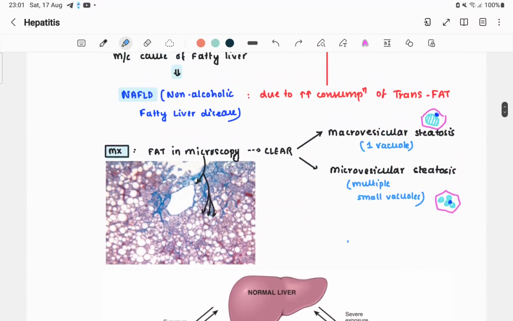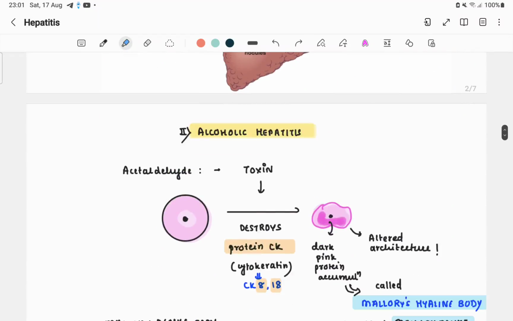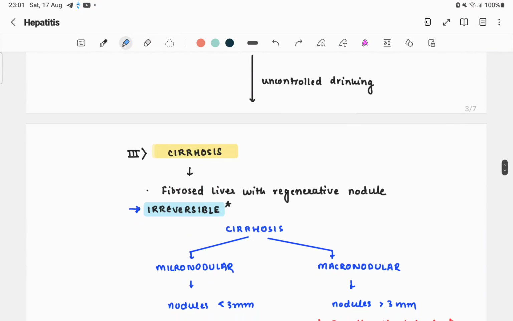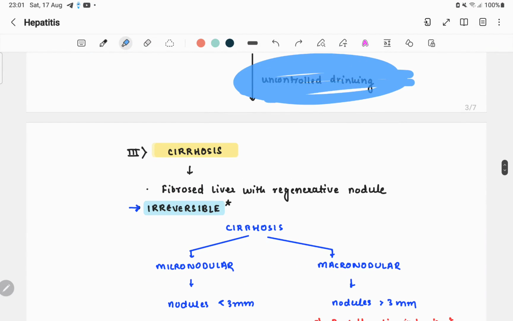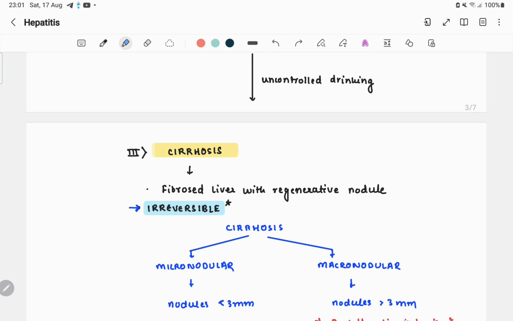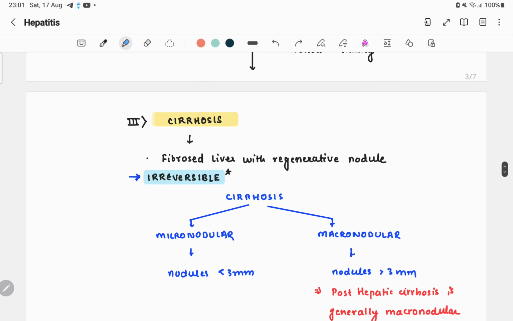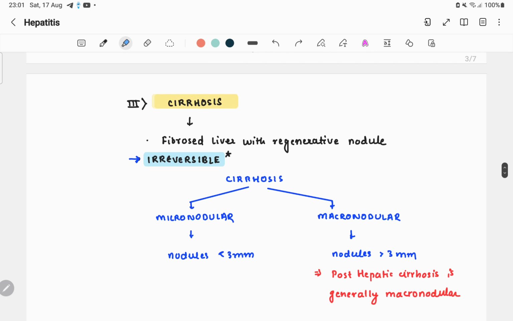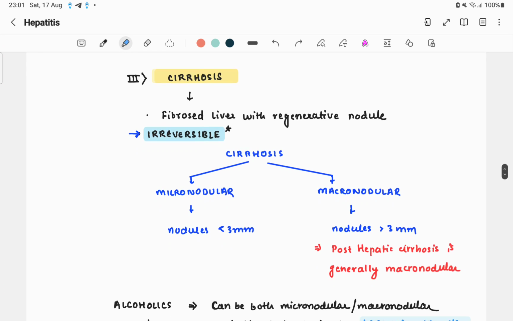So we discussed fatty liver, we discussed alcoholic hepatitis, and if there is uncontrolled drinking, the person drinks uncontrollably, even if the person suffers from alcoholic hepatitis, then there is cirrhosis. Cirrhosis is usually irreversible. At UG level, you can consider this irreversible cirrhosis. But in higher levels, some reversible forms of cirrhosis may be seen.